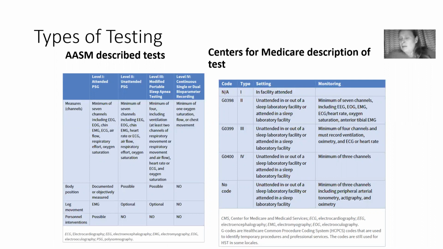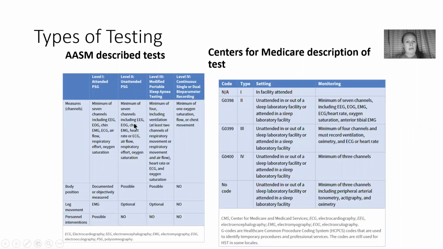For example, the Centers for Medicare, they have different terminology for the test than the AASM. The AASM has levels 1, 2, 3, and 4, which are slightly different than the Medicare description. And Medicare has special codes for reimbursement. A level 1 is an attended sleep study. This means it's in a sleep lab, a normal one, the one that we do.